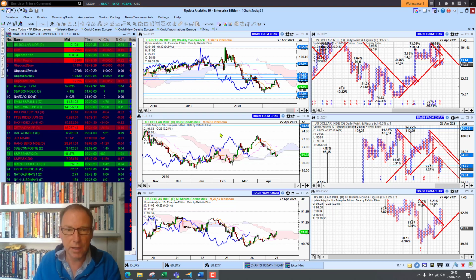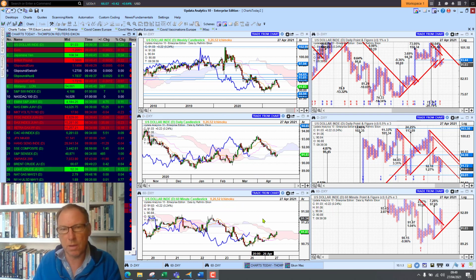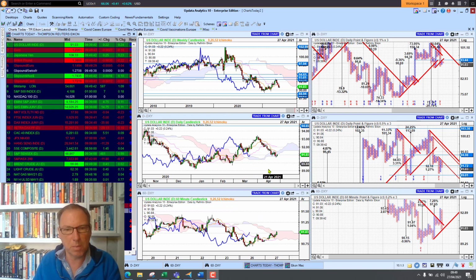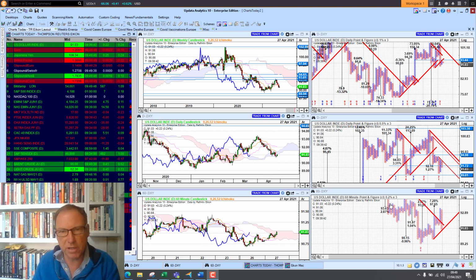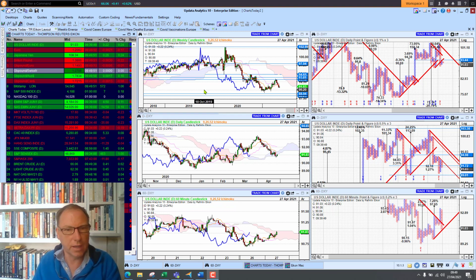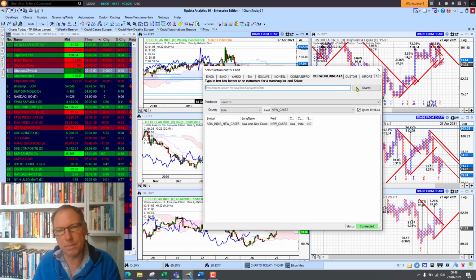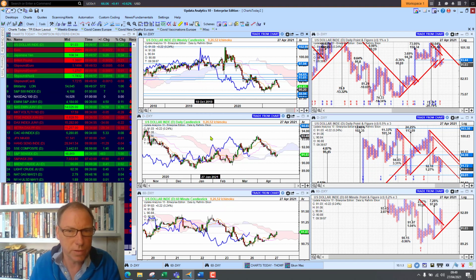This is the weekly chart, the daily, and the 60-minute: long-term, medium-term, and short-term view of the market. If we're above the cloud, we're bullish. If we're below the cloud, we're bearish. And we've got the corresponding point and figure targets. And these are my tracker charts. I'm using a Refinitiv icon here, but you can run Updata, of course, on lots of different data sources. So the choice is yours.